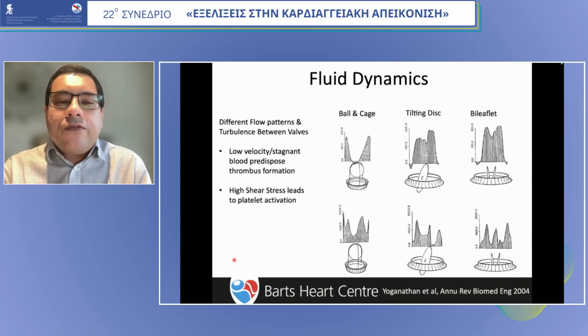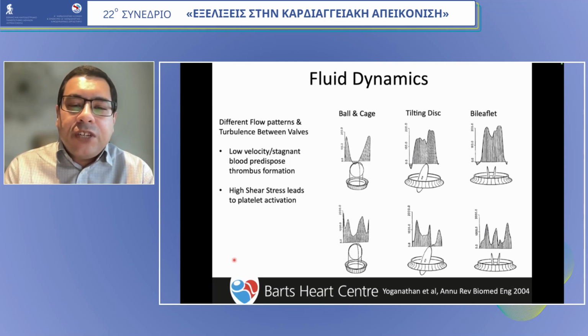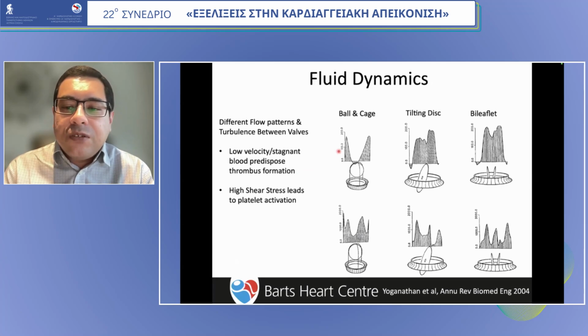And if you think about why thrombus occurs, it's different on each valve, and this relates to fluid dynamics. So here we have 3 different valves: ball and cage, tilting disc, and bileaflet. And if you look at the flow in each one, it's very different. In the ball and cage, the lowest flow is at the center of the valve, whilst in the tilting disc, it's in the minor orifice, and on the bileaflet, it's on both sides where the sewing ring is. And that's where you're most likely to develop thrombus.